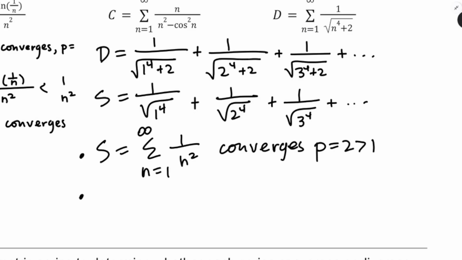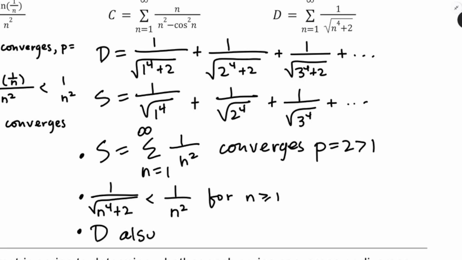Then, my second bullet point, the inequality I want to make is that 1 over the square root of n to the 4 plus 2 is less than 1 over n squared for all n greater than or equal to 1, and as a result I'm going to have D also diverging.